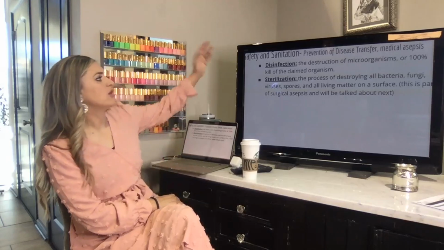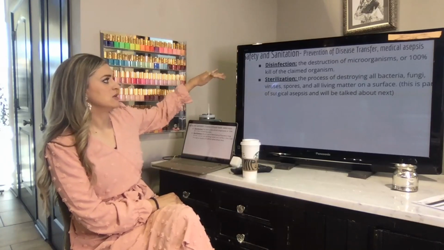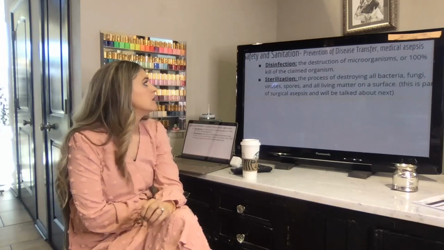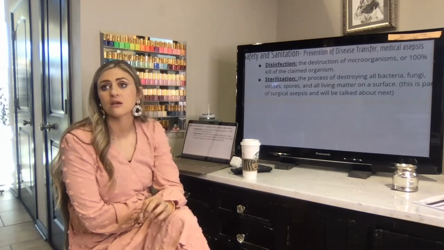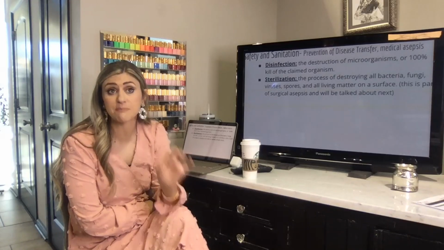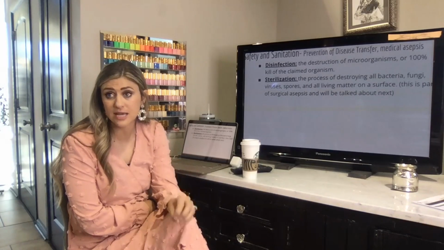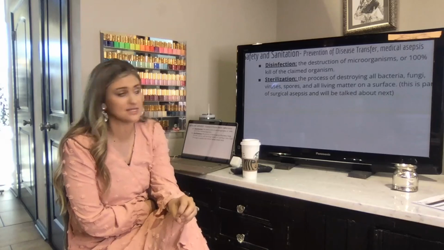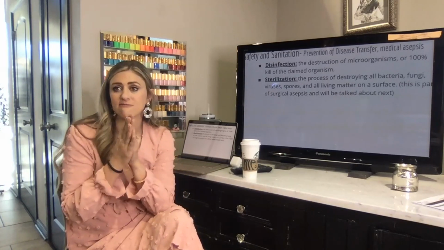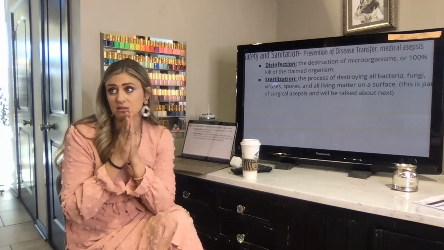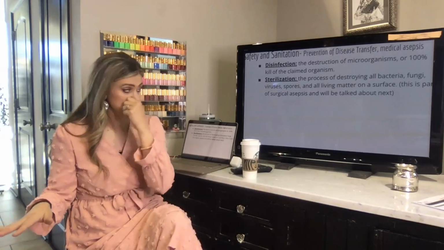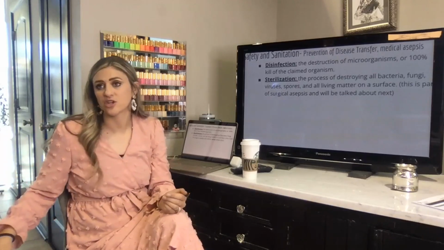The next level up from that is disinfection, which is 100% kill of the claimed organism. This is the highest level we can reach for cleaning our space, our table. Our tables and our chairs can be disinfected. We can't disinfect our hands. There's no way to disinfect them. We can sanitize our hands, but we can't disinfect them. We can disinfect our chairs, but we can't sterilize our chairs.